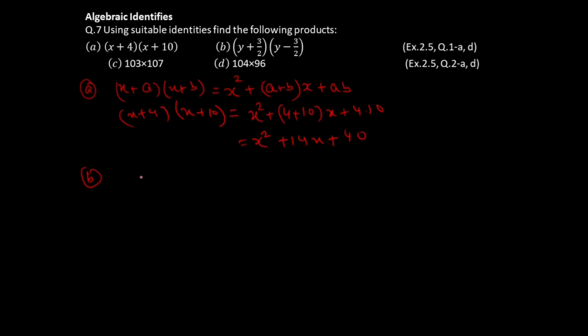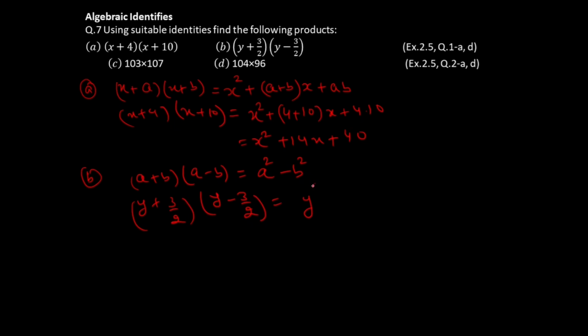Part B is based on this identity. What is that? That is (a plus b)(a minus b) is equal to a square minus b square. And what is the second part? y plus 3 over 2 times y minus 3 over 2. Replace a by y and b by 3 over 2. You'll get the answer. a is y and b is 3 over 2. So the final answer is y square minus 9 over 4.